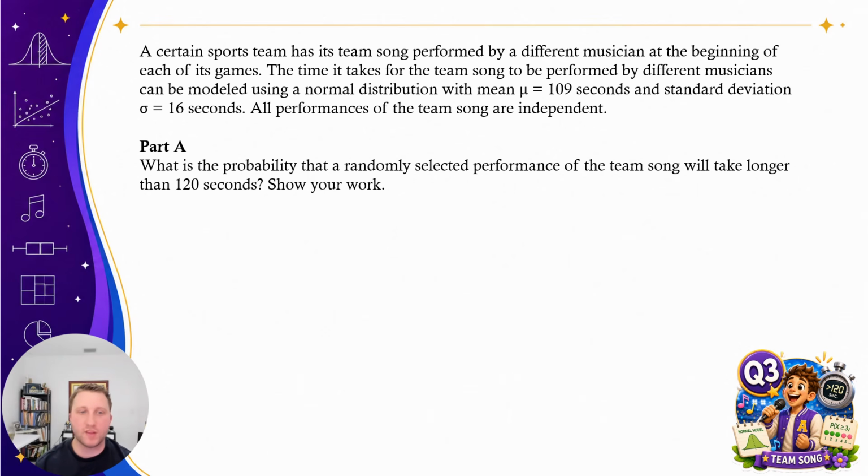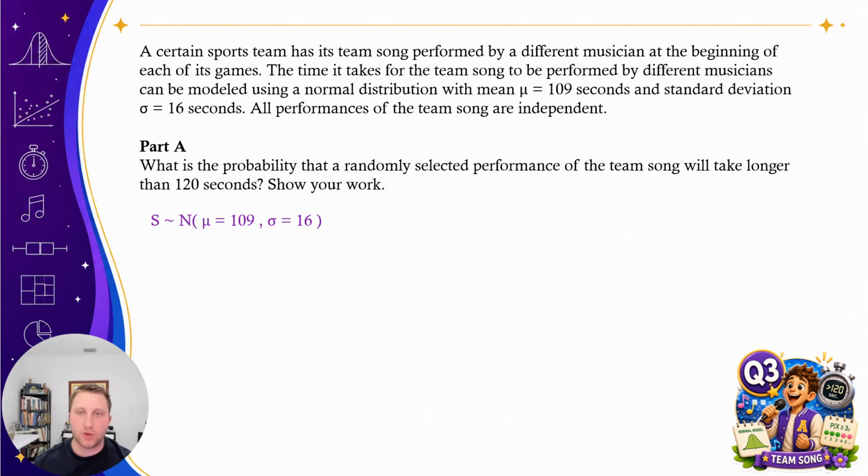Now, part A says, what is the probability that a randomly selected performance of the team song will take longer than 120 seconds? And we were asked to show our work, which is something we should do anytime we're getting a numerical answer on this AP exam. And this was just a Unit 1 question, right? The normal distribution is introduced at the end of Unit 1.